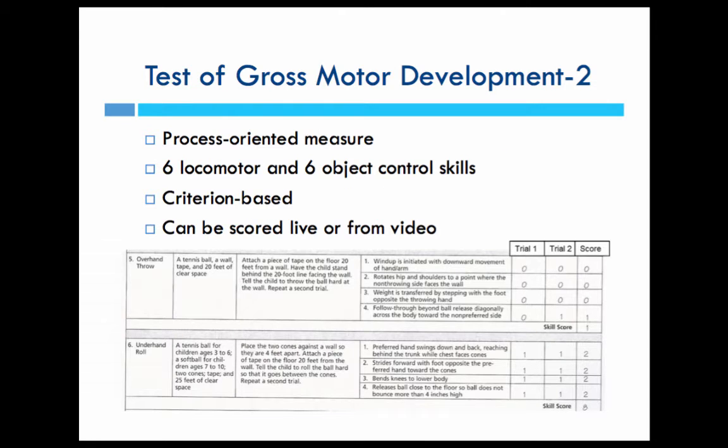So the primary test used to assess motor skills is the Test of Gross Motor Development, or the TGMD2. The test is a process-oriented measure that measures the quality of the motor skills. There are 6 locomotor and 6 object control skills involved. The test is criterion-based and can be scored either live or from a recorded video. These pictures are from the test, and these are some actual measures that are being taken. Like for an overhand throw, we're looking for, is wind-up initiated? Is there a follow-through? For an underhand roll, we're looking at different components, and you will give the child an overall score based on how they perform.